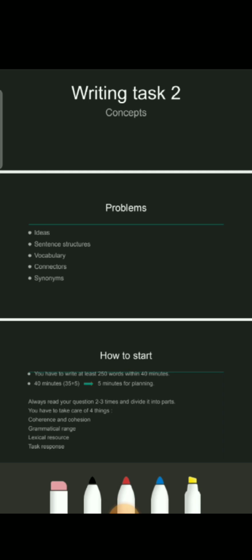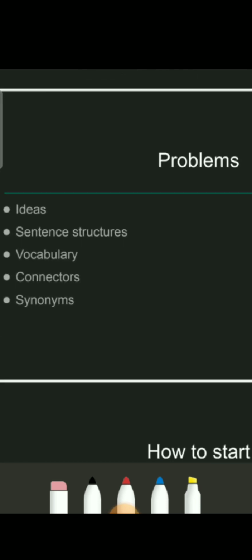In this video, I am going to discuss writing task 2, the problems and everything about task 2 of IELTS writing. The problems which are faced by students are, first, ideas, how to form ideas. Second, sentence structures, meaning they do not know how to use sentences in different manners, how to use active voice and passive voice sentences, which are very important to get a good band. Third is vocabulary, which is very easy to improve. Fourth is connectors. Then fifth is synonyms.